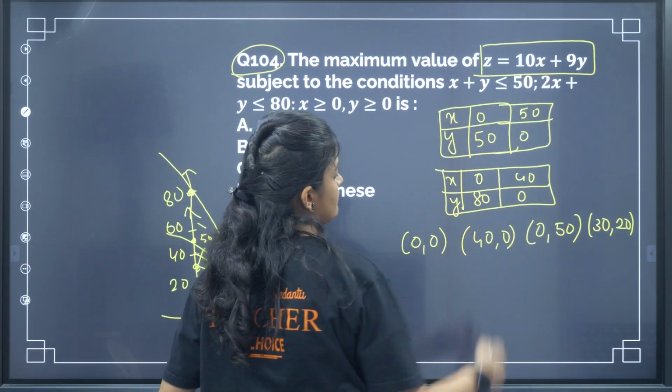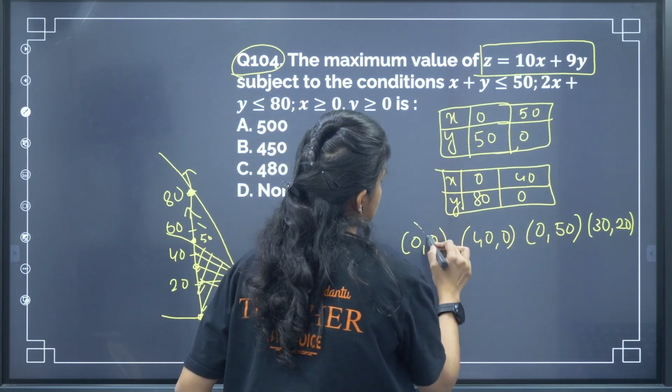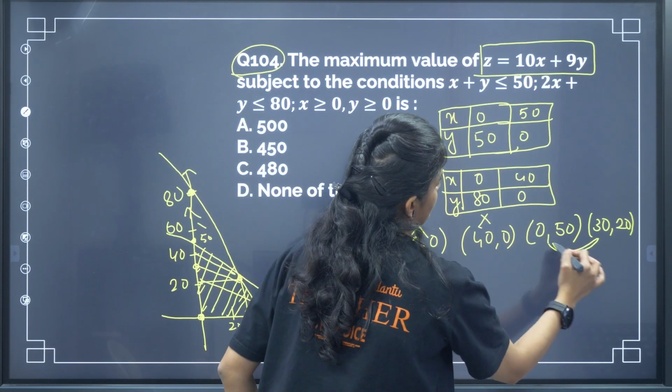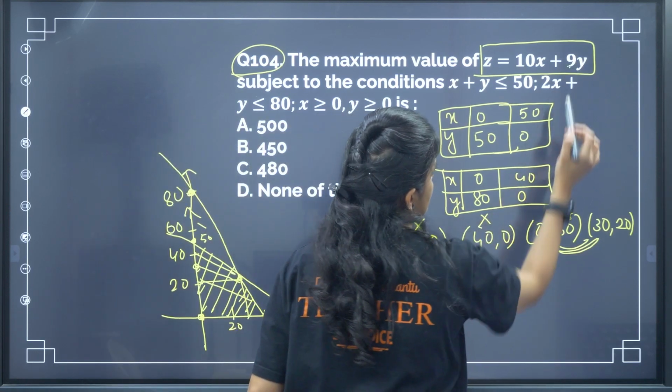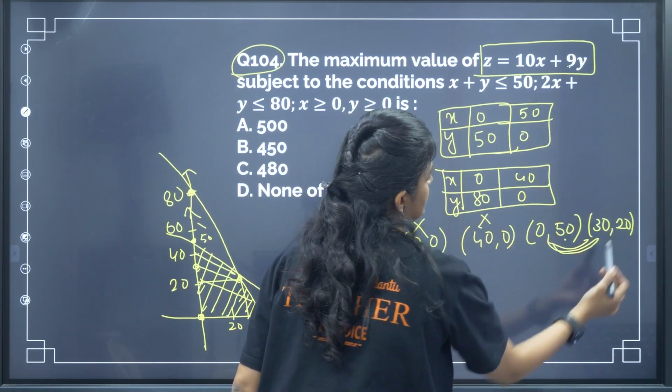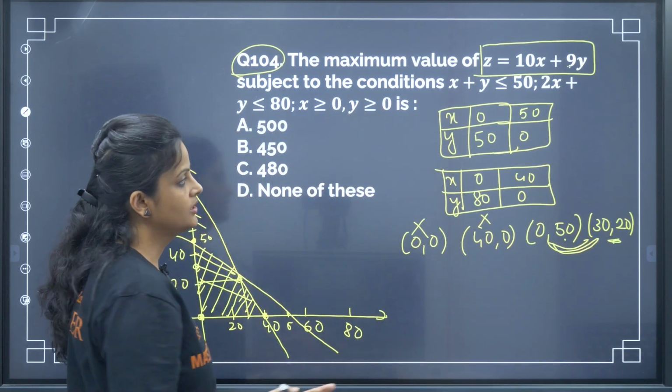0 comma 0 anyway will not give. 40 is less compared to this. So these two you rule out. Compare these two, which is giving you the more value. 9 is there with the 50, and here 30 plus 20. So I feel 30 and 20 is going to give you the answer.